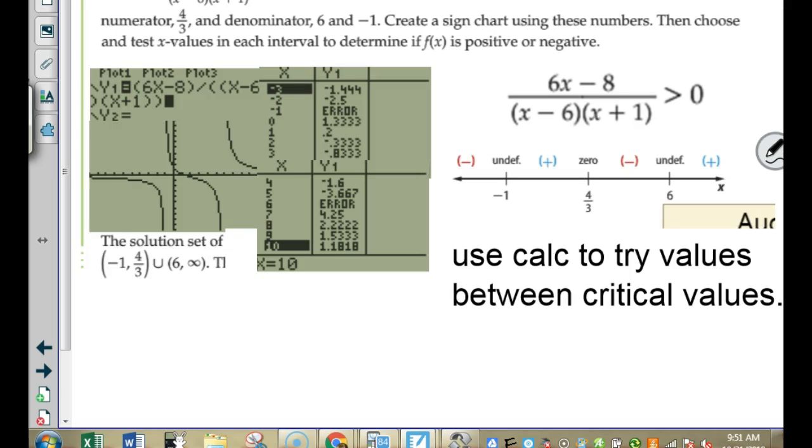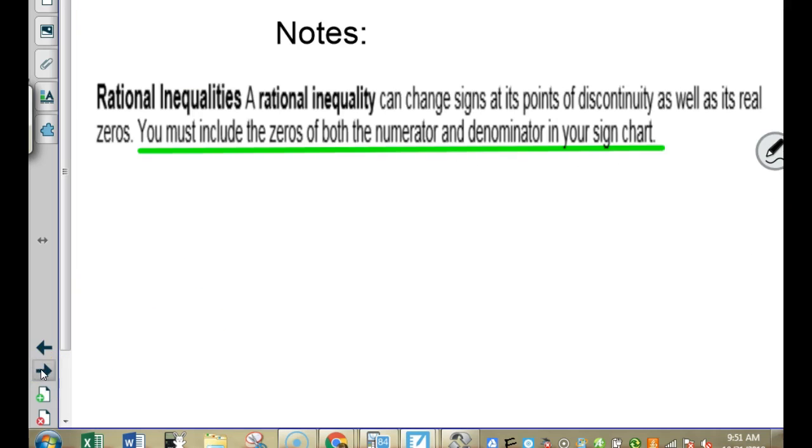So I have -1 to 4/3 and 6 to infinity is where it is greater than 0. Does it look up here, guys? From -1 to 4/3, see right there? And from 6 to the right, it stays positive, yes? All right, let's try this.